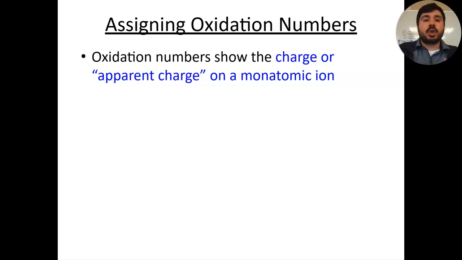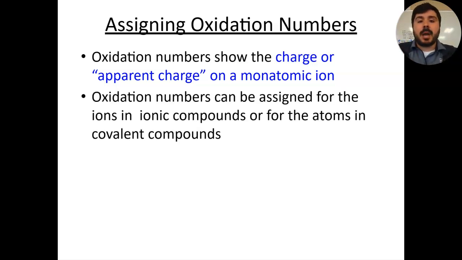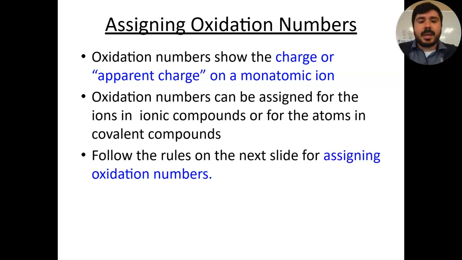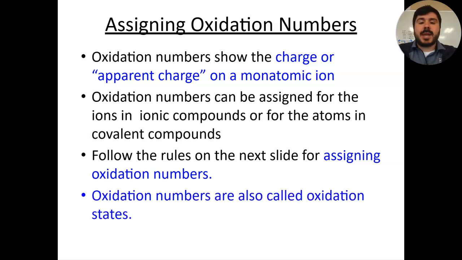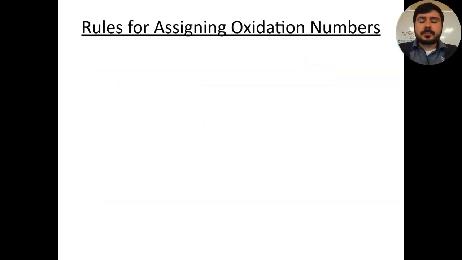Oxidation numbers show the charge or apparent charge on a monoatomic ion, and they can be assigned for ions in ionic compounds or for atoms in covalent molecules and compounds as well. On the next slide, I'm going to show you all the rules for assigning oxidation numbers. Sometimes they're referred to as multiple different things, whether it's oxidation number, oxidation state, or straight up just charge. Charge is a little bit outdated, but oxidation number and oxidation state are going to be the new phrasing we use going forward. So what are our rules for assigning oxidation numbers? It's pretty simple, guys.